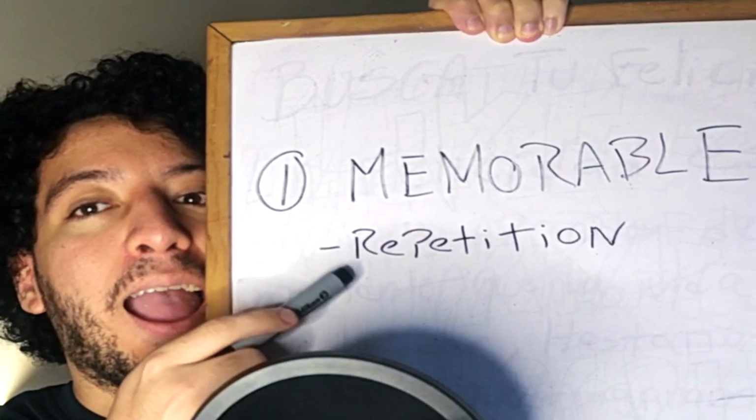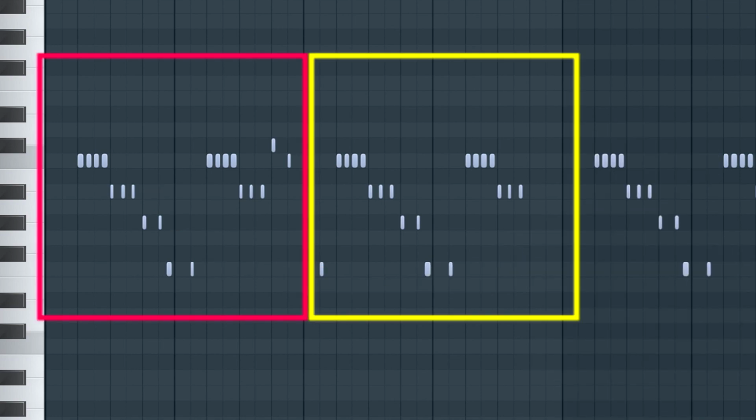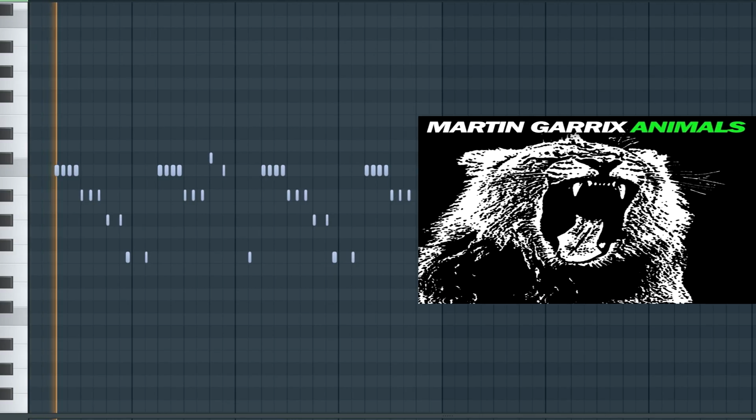By using repetition. Repeating a melodic motive or hook throughout the song can make it more memorable to the listener. Here are 5 notes that are repeating each other, creating this pattern which also repeats itself.